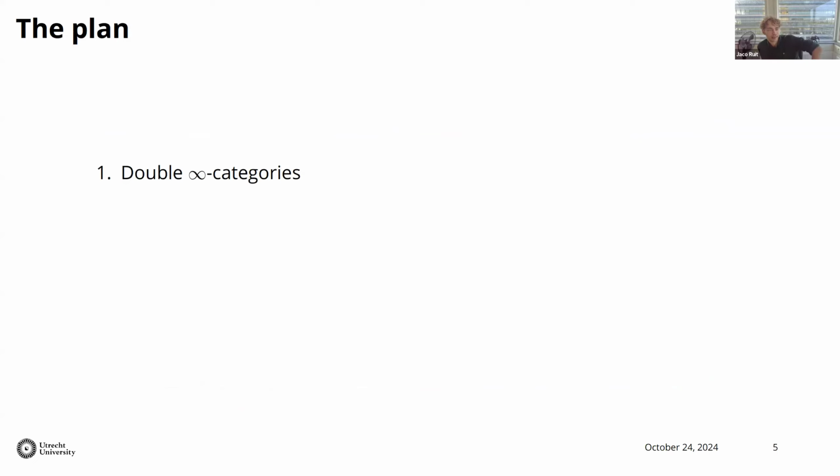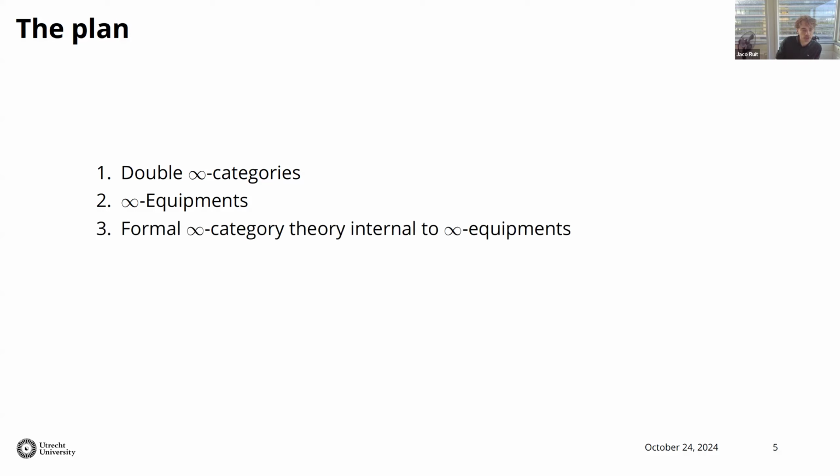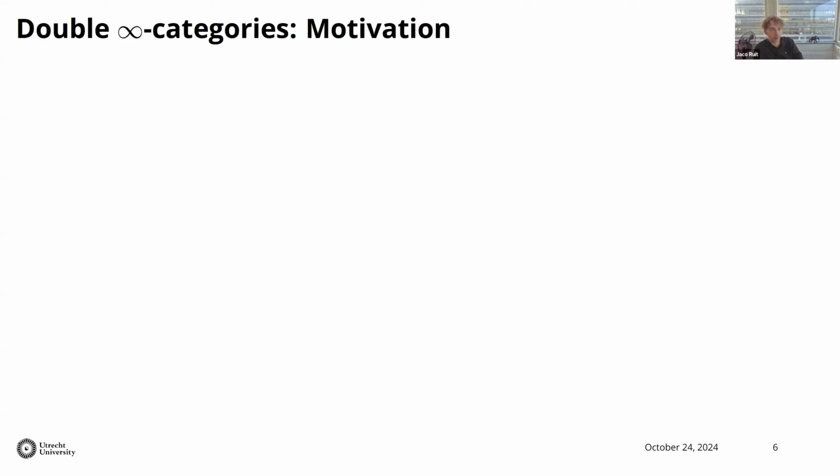All right, so the plan is first, I want to say something about double infinity categories, staying informal. I don't want to be very precise during this talk, just give you an idea of what these objects are. And then we're going to see the definition of infinity equipments, and I will say something about formal category theory internal to an infinity equipment. All right, so let's start with some motivation for double categories.